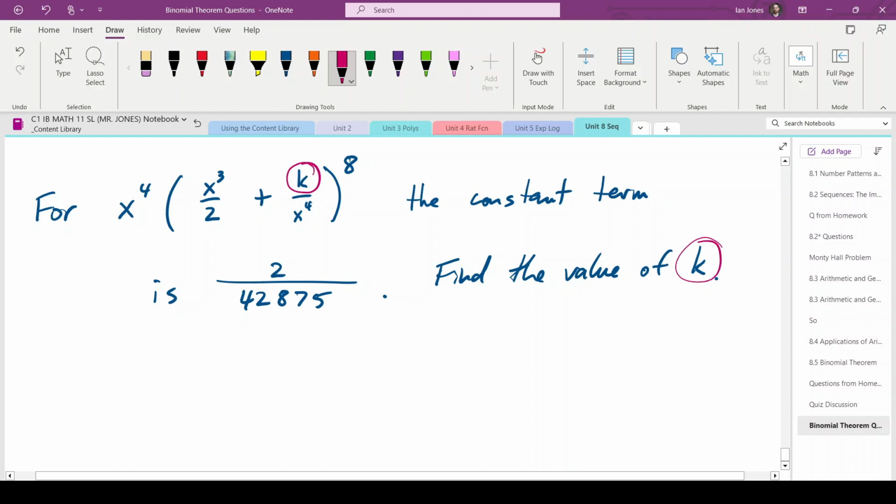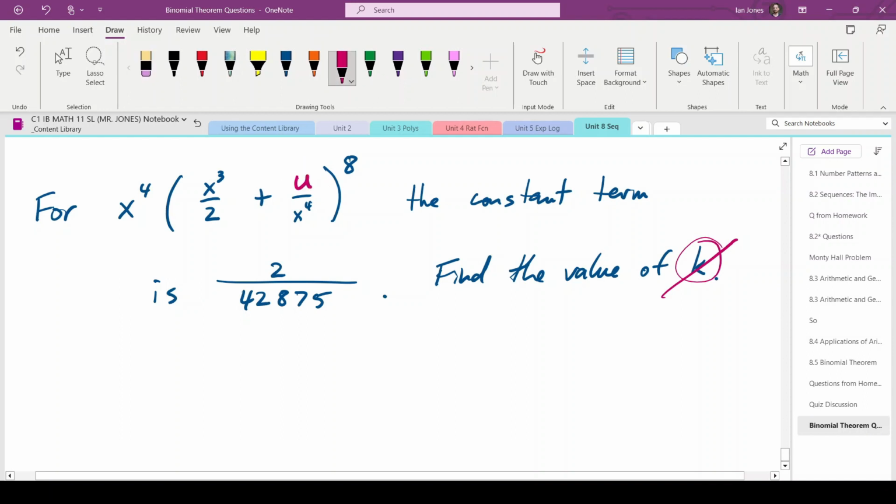And binomial expansions are pretty complex in that there are lots of different variables to keep track of. So the very first thing I would do is get rid of this k and replace it with some other new letter. I'm going to replace it with u.